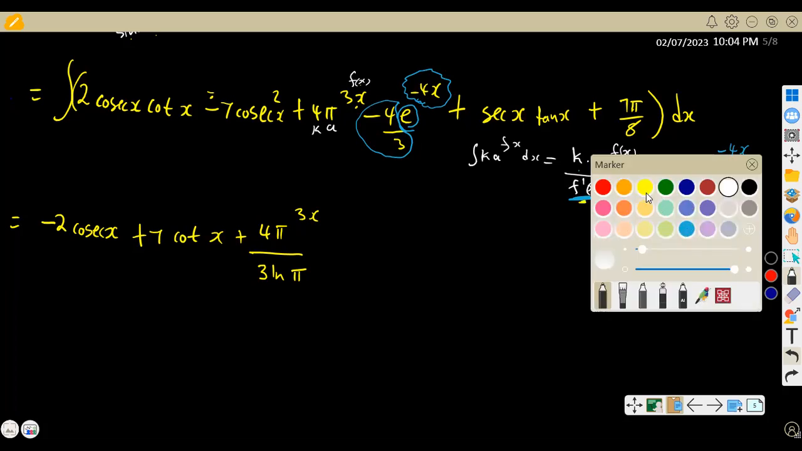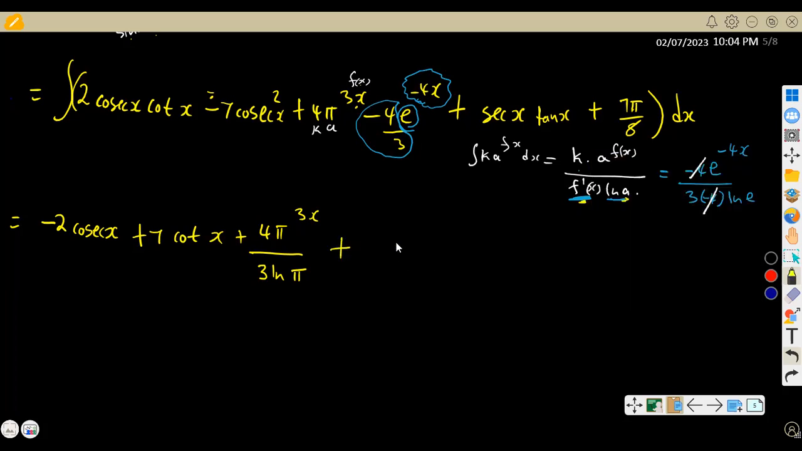So our answer is going to be positive e to the exponent of -4x over 3, or you can write it as 3 ln e. It's one and the same thing, or you can just write it as e, just one and the same thing. Okay, that's it. We move on to sec-tan.